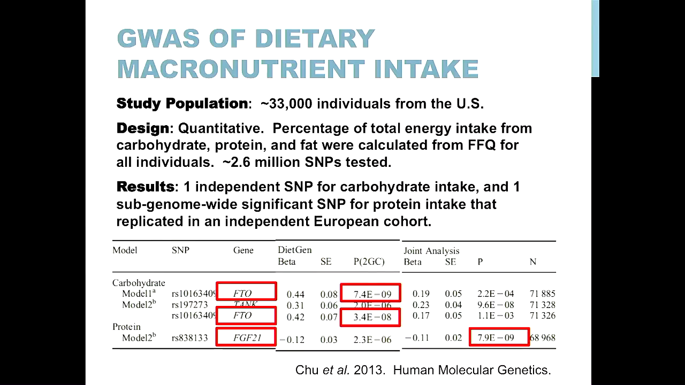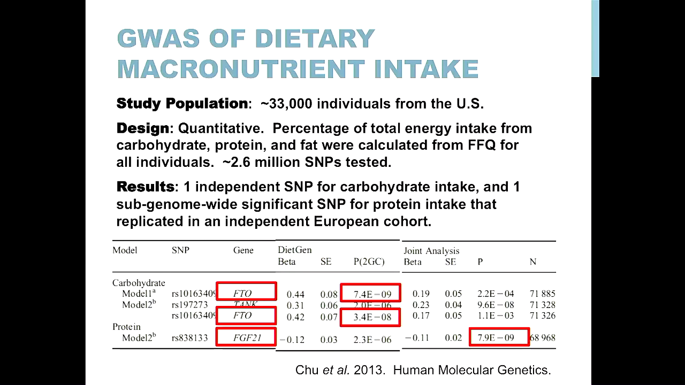And in this study, they actually tested 2.6 million SNPs. And they identified one independent SNP for carbohydrate intake and one sub-genome-wide significant SNP for protein intake that actually replicated in a second cohort. So it was not quite significant on the first round, but they replicated it, and as part of the joint analysis, felt that there was enough evidence to support this variant as potentially a variant to follow up on.